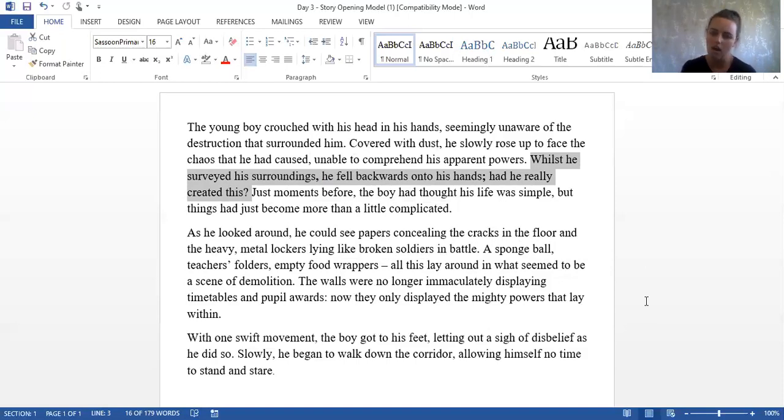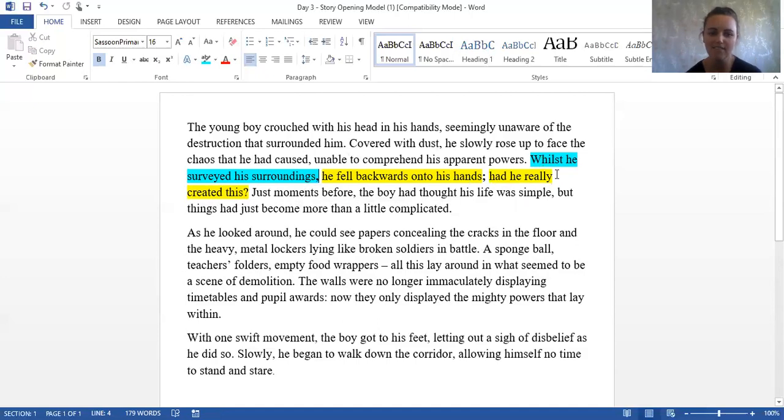So you should have learned and recapped the other day with Miss Wilcox that for a semicolon, you need 2 main clauses and they need to be linked. So here we have a main clause: he fell backwards onto his hands. It makes sense on its own. Semicolon, had he really created this? It makes sense on its own. Not necessarily linked just yet, but this part links it, in blue. So we've got a main clause in yellow and we've got a question after the semicolon. Both make sense on their own. And then we've got this part in blue.